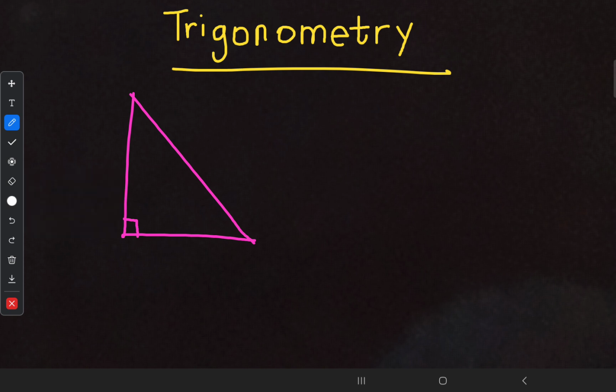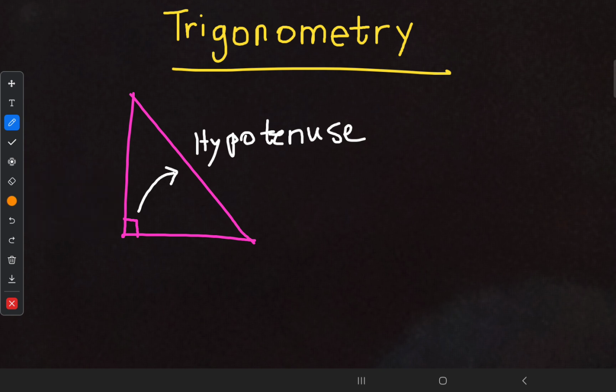First of all, what we need to know is the side which is opposite to the right angle. The side which is opposite to the right angle is identified as the hypotenuse. This is our hypotenuse. That's a very easy task, because the side opposite to the right angle is our hypotenuse. But there are two more sides: one is adjacent, another one is opposite.